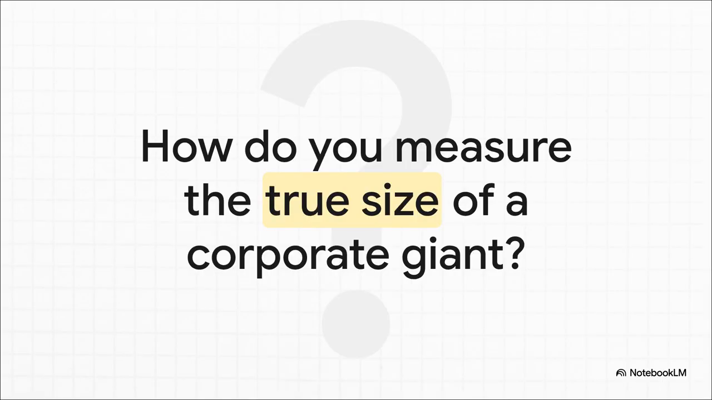So that really leads us to the big question, right? How do you measure the true size of one of these corporate giants? I mean, if you only look at the parent company, you're missing a massive piece of the puzzle, all the other companies it owns. So how do we get the whole picture all at once?